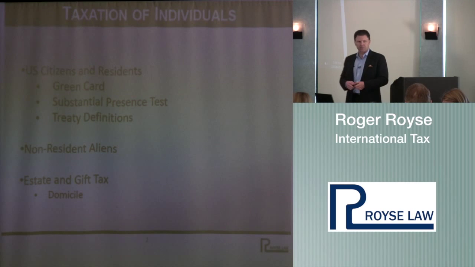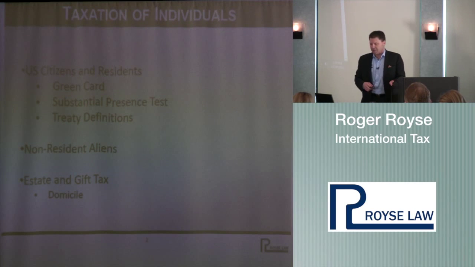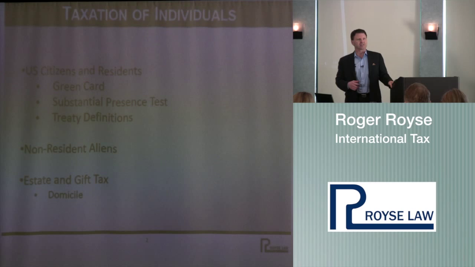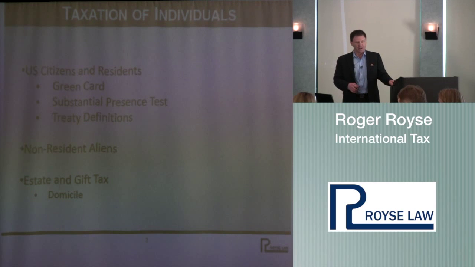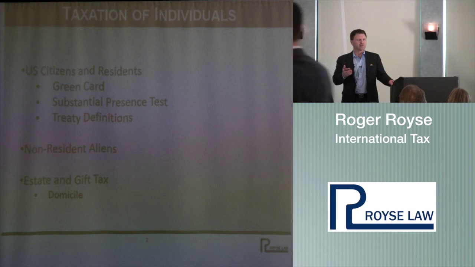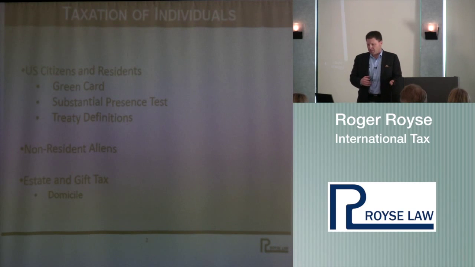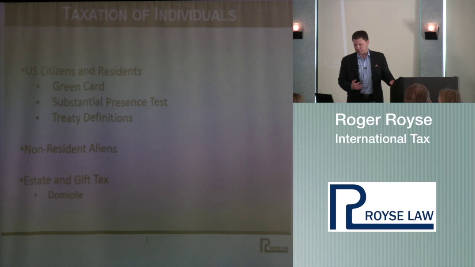these very important terms, U.S. citizens, U.S. residents. Because as you know, U.S. citizens and residents are taxable on their worldwide income. It's probably one of the problems. Whereas non-resident aliens are taxable only on their U.S. source income and their U.S. effectively connected income.